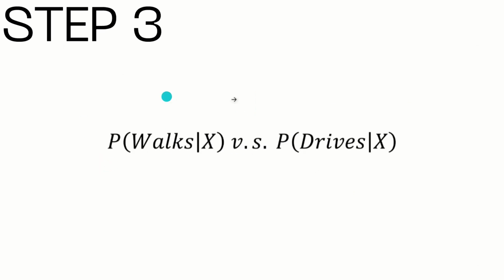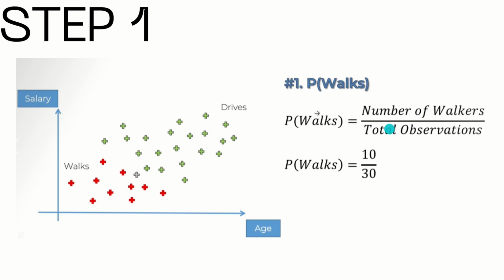Now the third step, the last step of this algorithm, is that we just compare the probabilities of the first and the second. Whichever has the higher value, we place the data point in that category. All right, so this is just a three-step process, naive-Bayes theorem. The first step is to apply Bayes theorem for the walking category. Then apply Bayes theorem for the second category, which is driving, and the third step is comparing both the probabilities. Now how can we calculate step one?